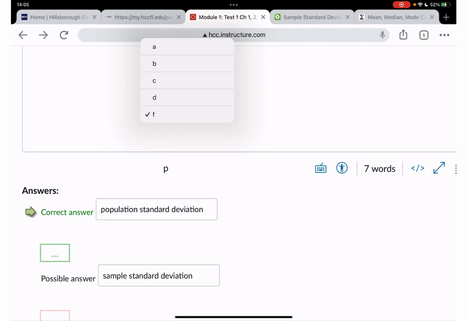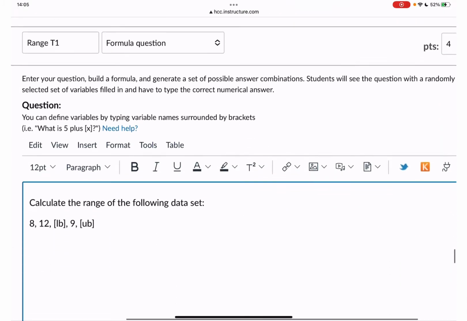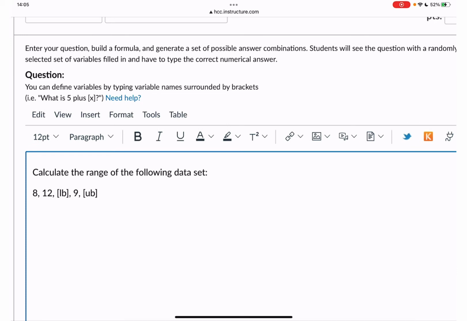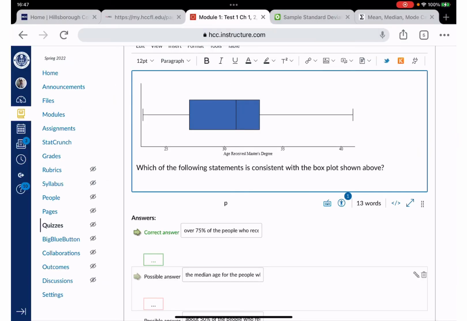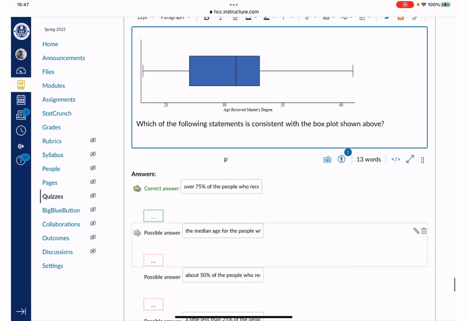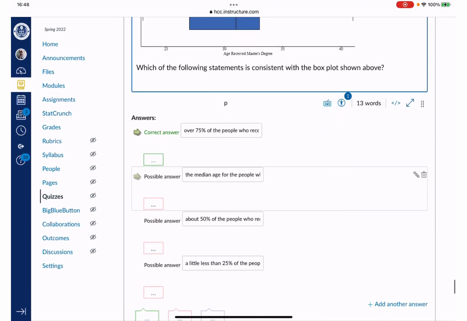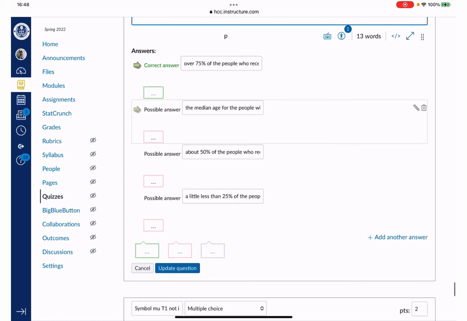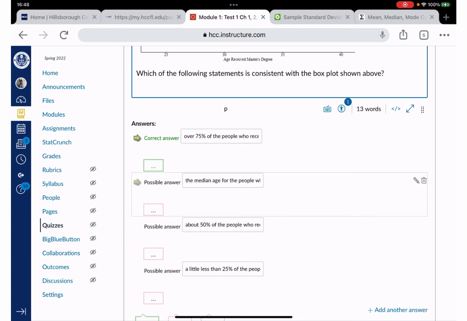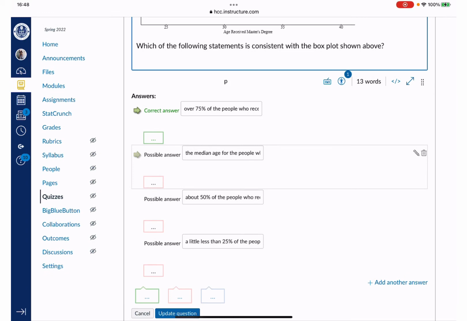Okay, moving to the next question. What do we have here? Calculate the range. Okay, since the answer is already given, let me read all the answers because I wrote them down, so I can read them for you. Starting from the last one. So first of all, what do we need to do? Which of the following statements is consistent with the box plot shown above?